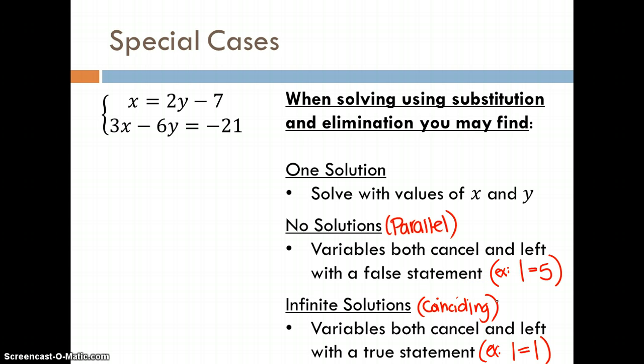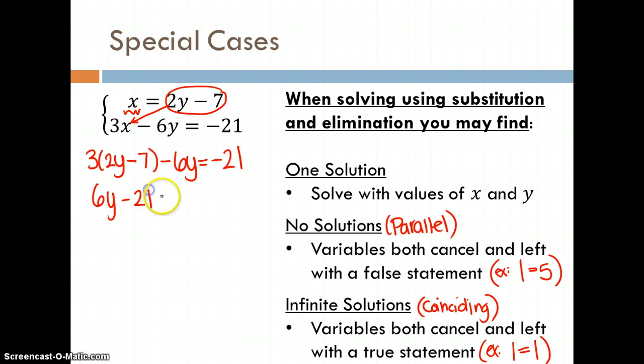So if we look at the case on the left here, how are we going to solve this? Well, you have to choose your method. It's x equals, so I'm going to choose substitution. If I substitute in for x, 3 times (2y minus 7) goes in for x, minus 6y equals negative 21. So 6y minus 21 minus 6y equals negative 21. Notice I plugged in for x, so my x's are gone now, and I'm left with 6y minus 6y. If I combine those, they cancel out, so I'm left with negative 21 equals negative 21.